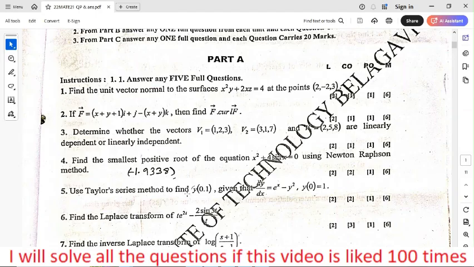Okay, we'll go to the Taylor series method to find y at x equal to 0.1, given that dy by dx is equal to e raised to x minus y square, y of 0 is equal to 0. So let us take the function here now.